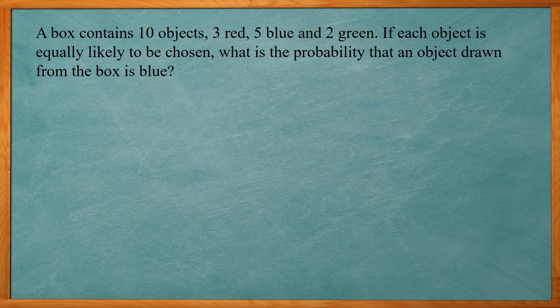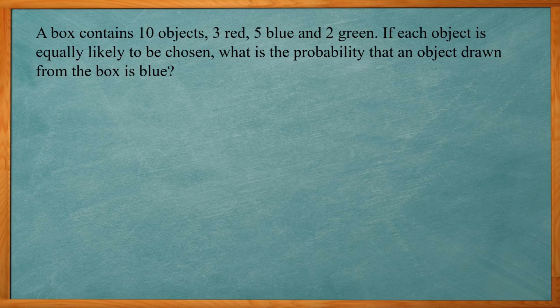All right, so now I want to go over some example ACT problems involving probability. This one says a box contains 10 objects, 3 red, 5 blue, and 2 green. If each object is equally likely to be chosen, what is the probability that an object drawn from the box is blue? So we want to find probability.